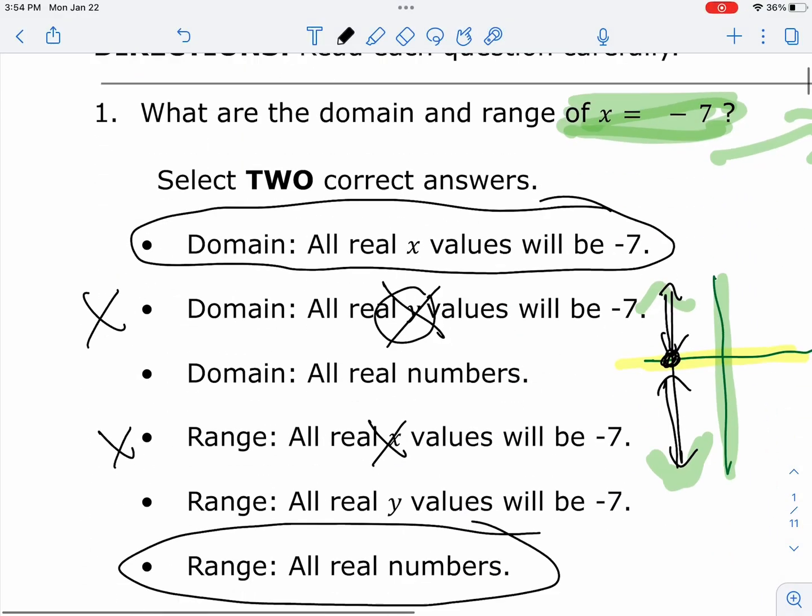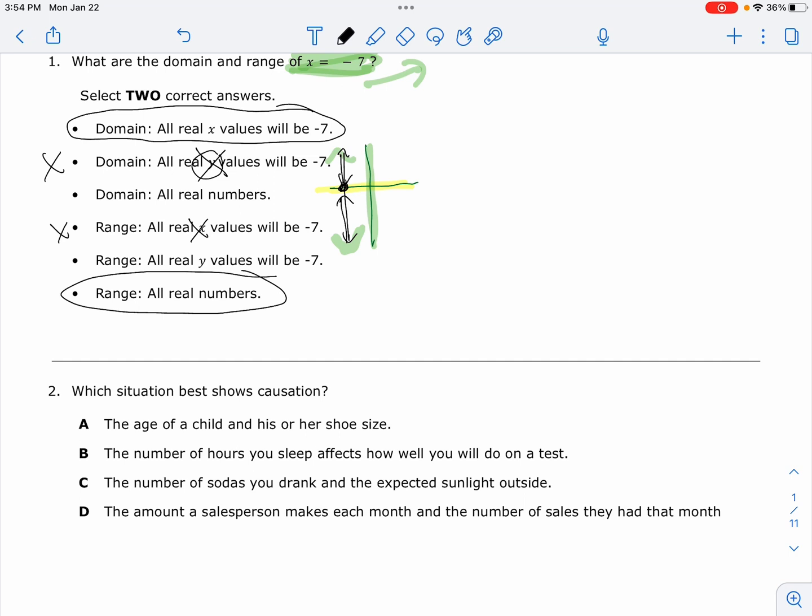Okay, question number 2. Which situation shows causation? Cause one thing, cause the other one to happen. The age of a child and his or her shoe size. Well, let's think about that. As a kid gets older, from say 1 year, 2 years, 3 years, will their shoe size be getting bigger? I would argue that yes, as you get older, your shoe size is getting bigger. Now, it says child. Miss Jones is not continuing to have my foot grow, I hope. There is at some point that you top out, but as a child, typically your foot is growing as you get older.